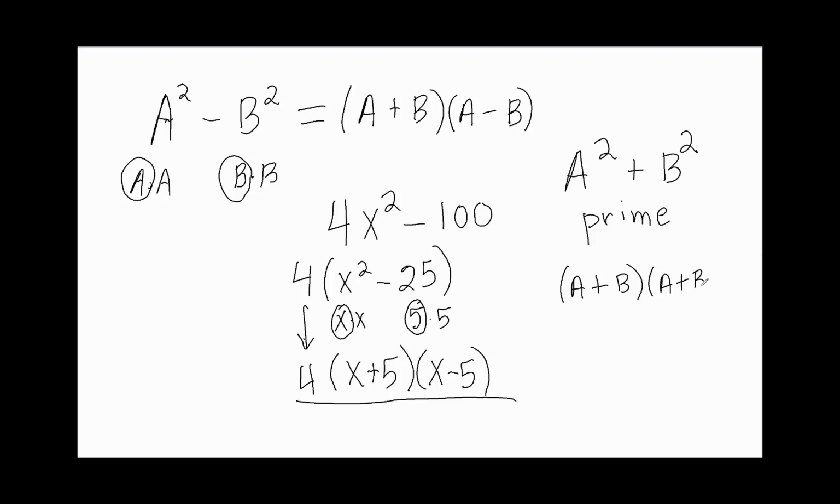because when you distribute this out, you get a squared plus ab plus ba, which is also ab, plus b squared. So you get 2ab in the middle, not just a squared plus b squared. So if you have the sum of squares, if there's no greatest common factor, then it's going to be prime.